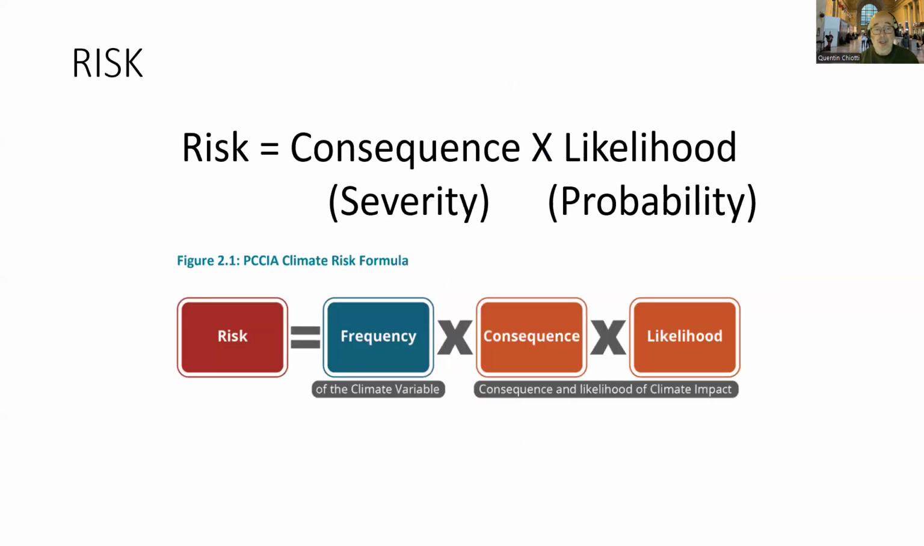So just as a reminder, risk is an outcome of the frequency of the climate variable, so when heavy rain occurs, times the consequence, when bad things happen to infrastructure assets in energy, in transportation, and others. And more importantly, taking vulnerability and adaptive capacity into account, the likelihood of the climate impact actually occurring.